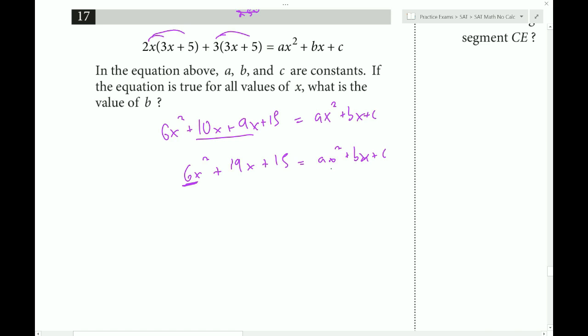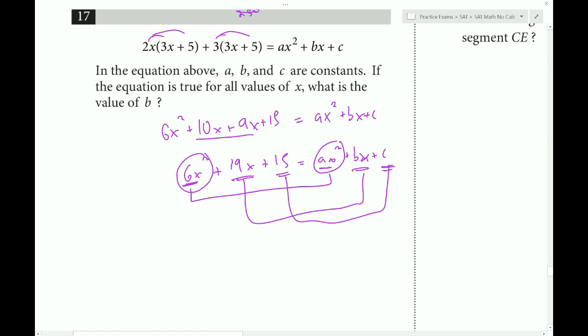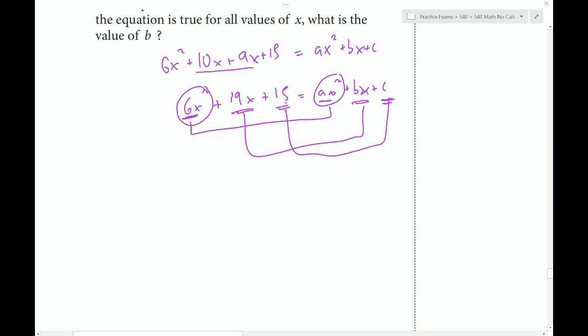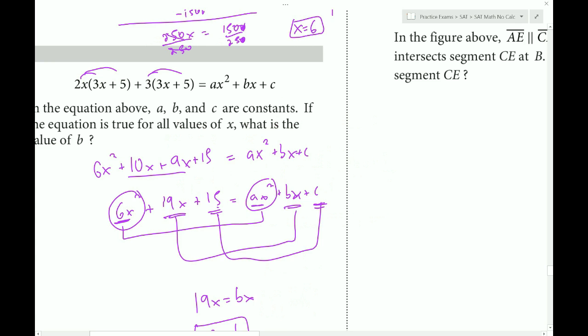The key thing here is that the x squared terms are going to be equal, the x terms are going to be equal, and the constant terms are equal. So effectively we get 3 equations there. So we get 19x equals bx, and then if we just divide by x, assuming that x is not 0, we end up with 19 is equal to b.